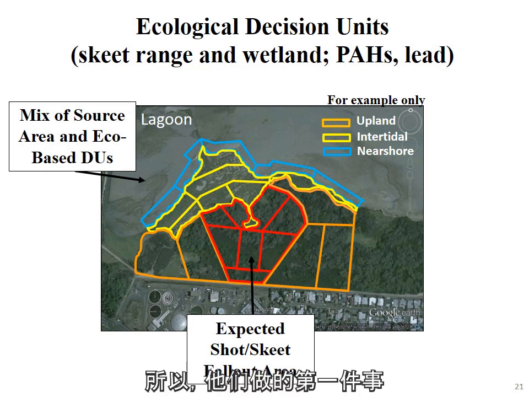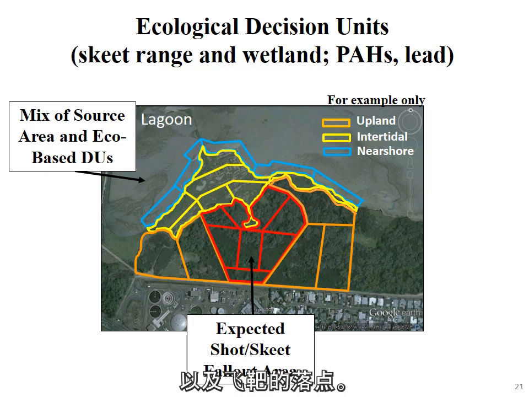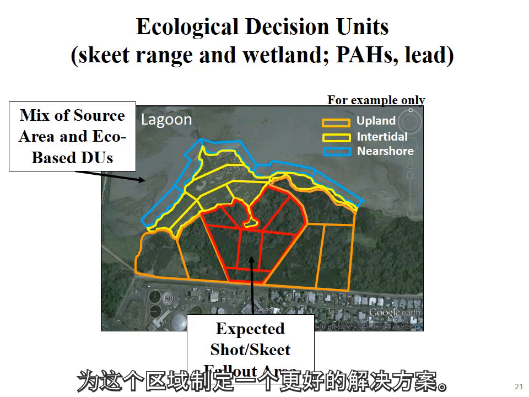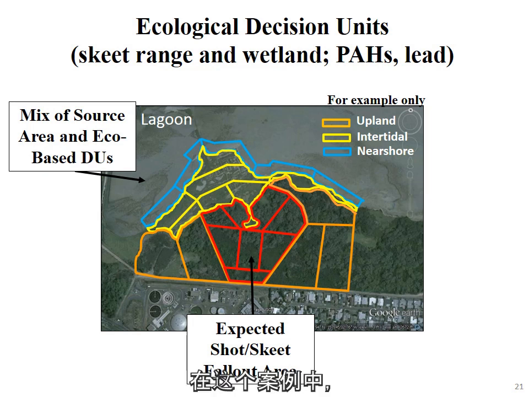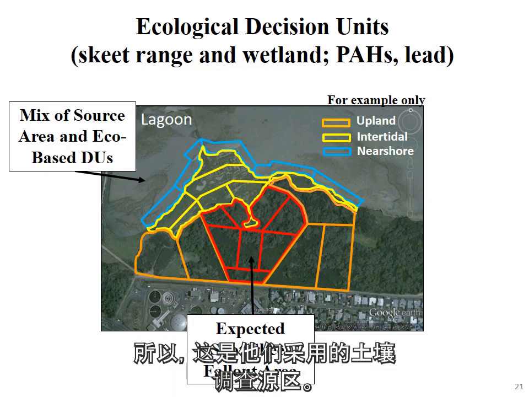So the first thing they did was outline a really huge source area of where they thought the lead shot and the skeet were going to fall. You see here in red, they split that up into smaller DUs to get a better resolution of this area. Now, again, they're only looking in this case, to begin with, at the top 6 inches or so of soil. So this is what they used to investigate the source area.